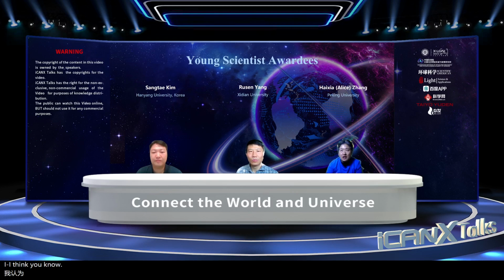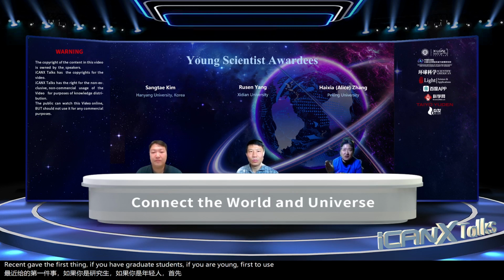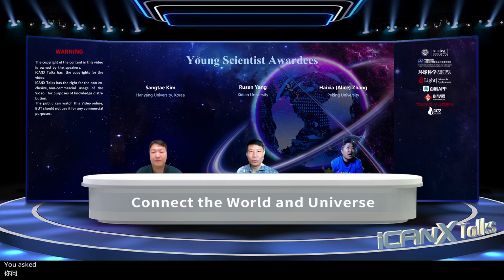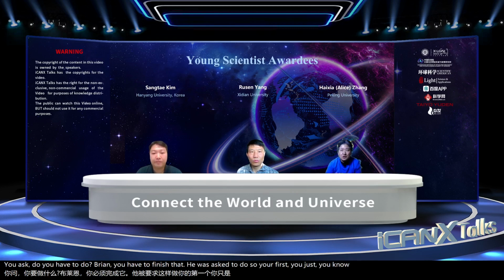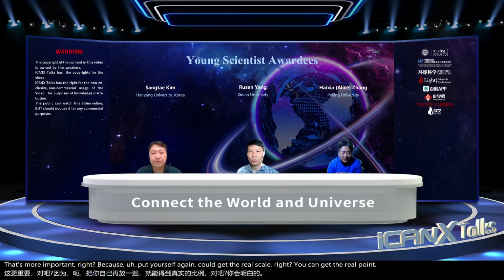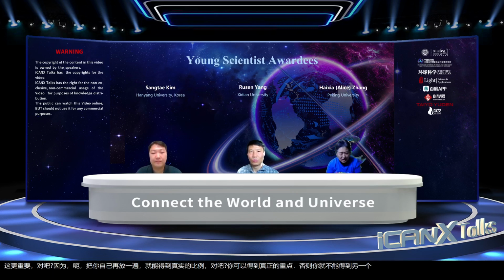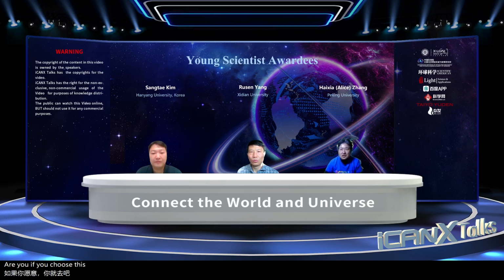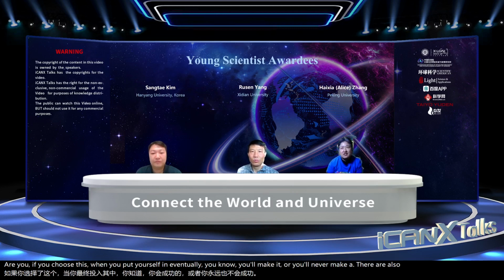I think Rusen said that if you are a graduate student, if you are young, first you just focus on the things you are asked to do, the things you have to finish. You engage with that. I think putting yourself in is more important, because by putting yourself in, you can get the real skill, the real point. Otherwise, you couldn't get it. Another thing, like Sante said, is that when you put yourself in, you eventually either make it or you never make it. You can also change. Don't worry, you have a lot of things you can try.